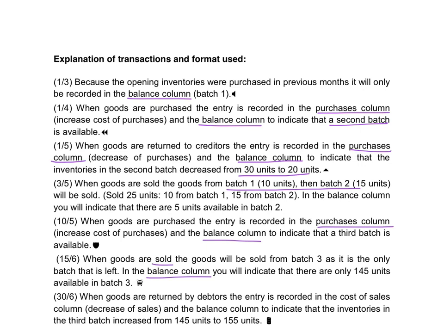So it means every time when you purchase goods, you will record it in the purchases column. If you return goods to the creditors, you will also record it in the purchases column in brackets to show that the number of units reduced and that the cost of the goods purchased reduced. If you sell goods, you will record it in the cost of sales column, and if the debtors return goods, you will also record it in the cost of sales column.